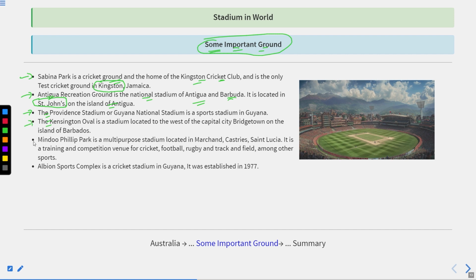Then, Kensington Oval Stadium, located to the west of the capital city of Bridgetown on the island of Barbados. Mindoo Phillip Park is a multi-purpose stadium located in Castries, St. Lucia. It is a training and competition venue for various games like cricket, football, rugby, track and field events, among other sports also. Albion Sports Complex, a cricket stadium in Guyana, established in 1977.